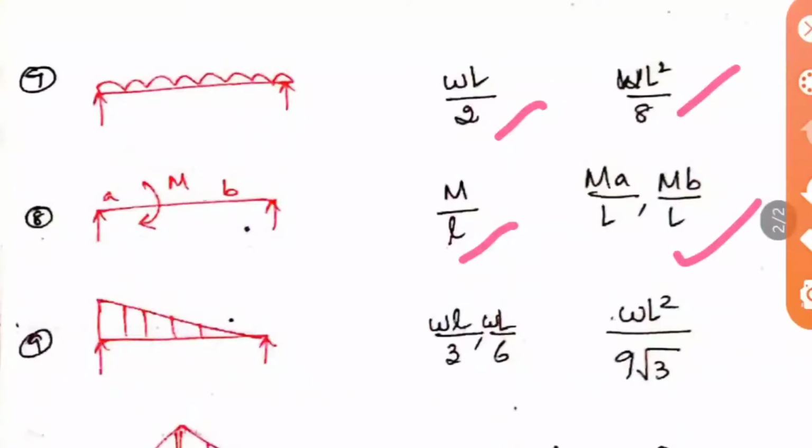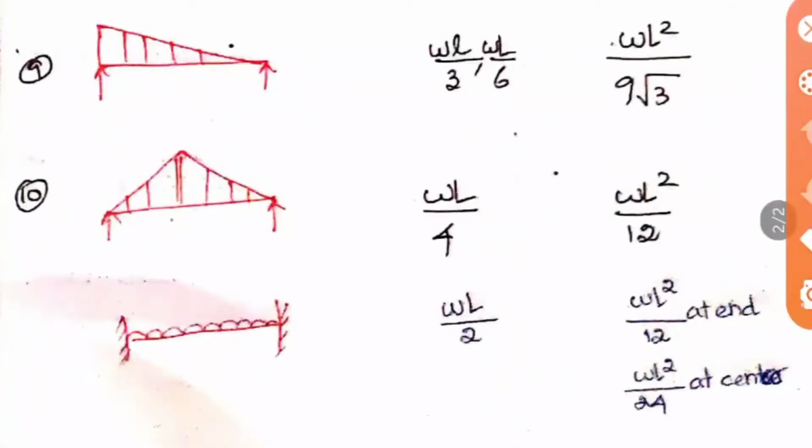And UVL in a simply supported beam is WL by 3 on one side and WL by 6 on the other side, and the bending moment is WL square by 9 root 3. And it is a simply supported beam with UVL, but this is a different form of UVL. So it's WL by 4, and WL square by 12 is the bending moment.